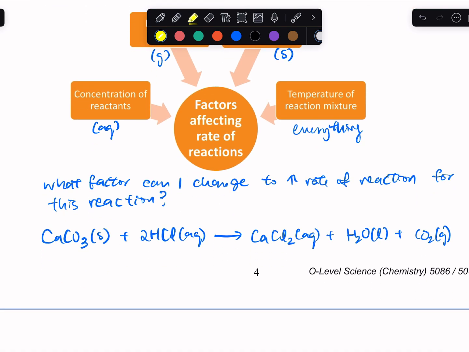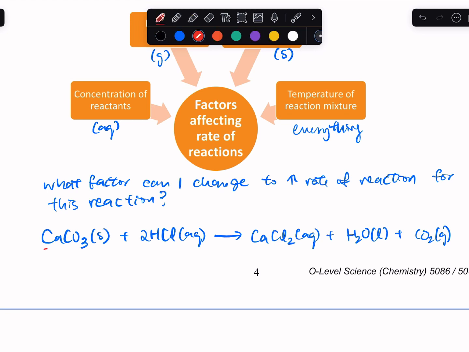So for the reaction that we've been observing, calcium carbonate reacting with hydrochloric acid, if I want to increase the rate of reaction for this particular reaction, what should I do? Which factors can I change? Okay, so how do we answer this question?